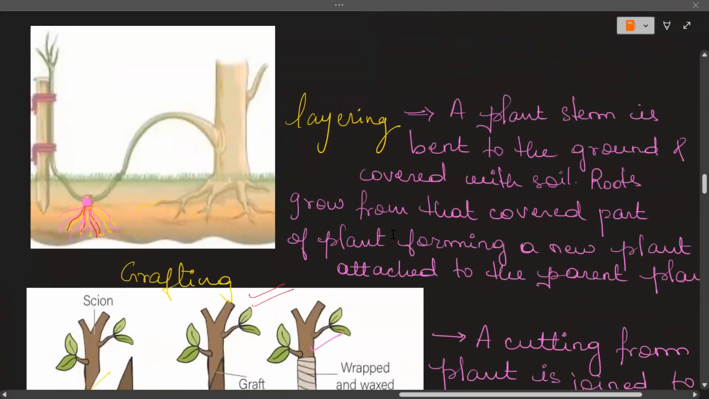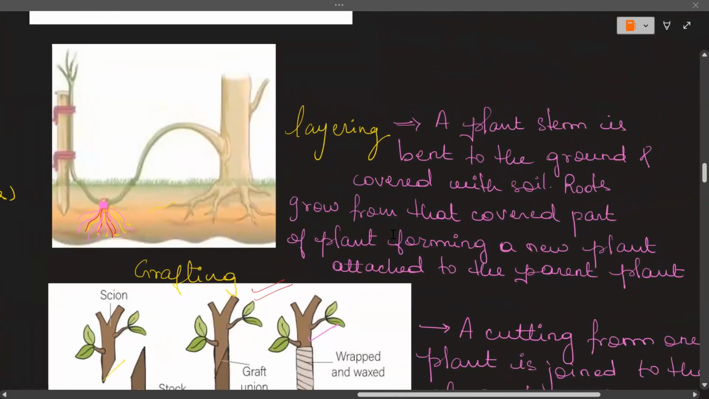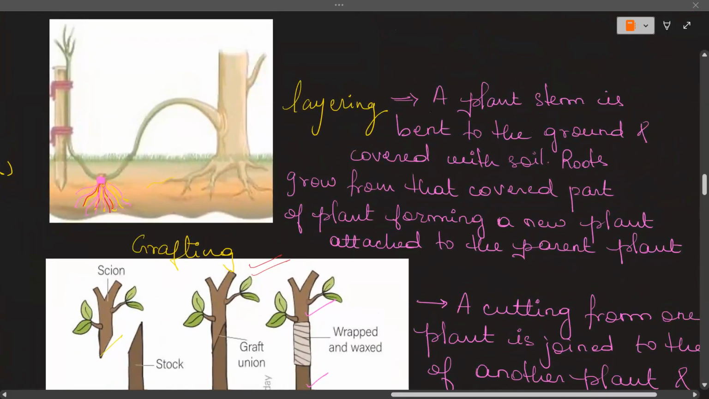All right. See, students, you can roughly draw the picture also, so as to remember how the process looks.